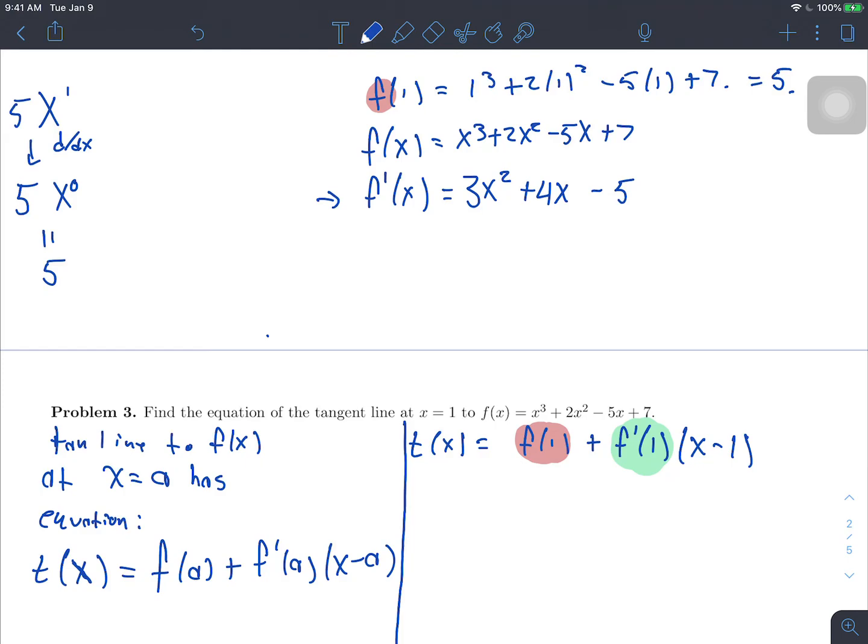What's not consistent with the power rule exactly is this plus 7, which becomes a plus 0. Okay, so now we have our function, our derivative, and we need to plug in 1. So f prime of 1. So we're finally answering the green part of our question. It is equal to 3 times 1 squared plus 4 times 1 minus 5. So we get 3 plus 4 is 7, minus 5, is equal to 2.